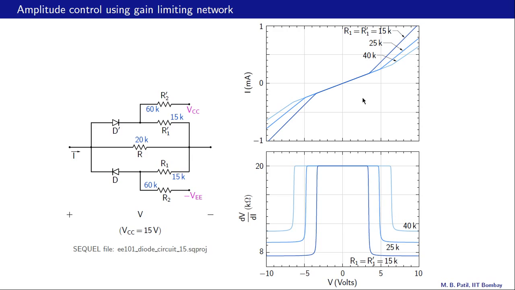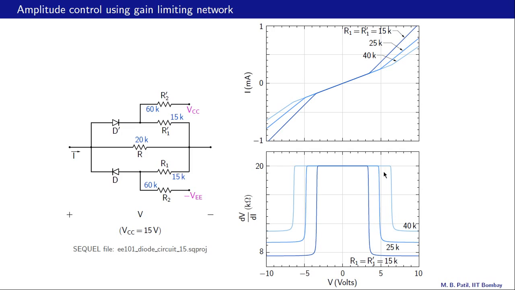As we change the resistance value, we notice that the breakpoint also shifts. Here is the breakpoint for 15K. For 25K it is here, and for 40K it is here. It can be more clearly seen in this bottom picture. That is the breakpoint for 15K. For 25K it is here, and for 40K it is here.